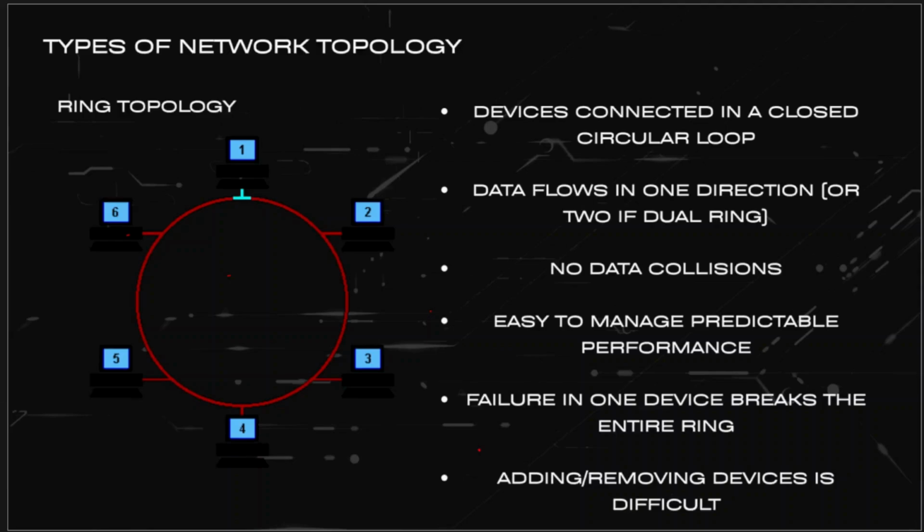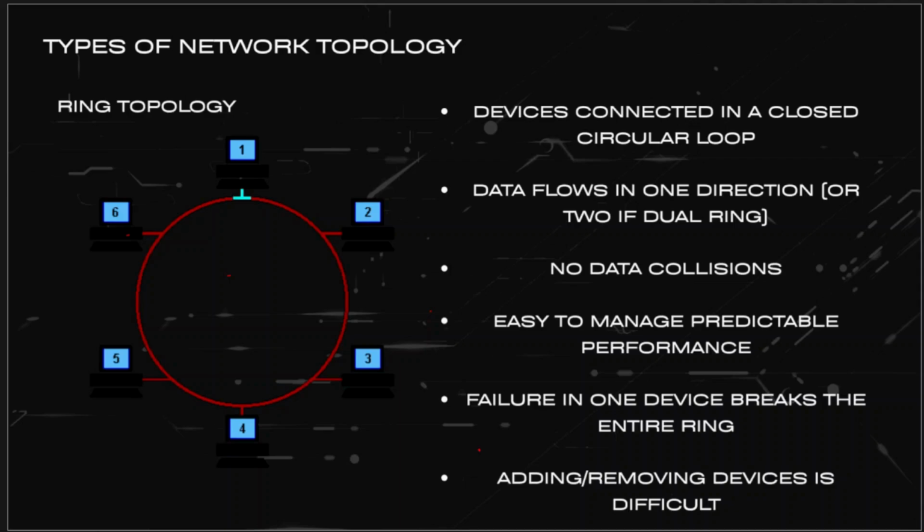So next, the ring topology. If you see, each device has exactly two neighbors. The connection forms a continuous loop, a circle of data. Data flows in one direction, or two if it is a dual ring. So no data collision may occur in this one. It is easy to manage, with predictable performance.